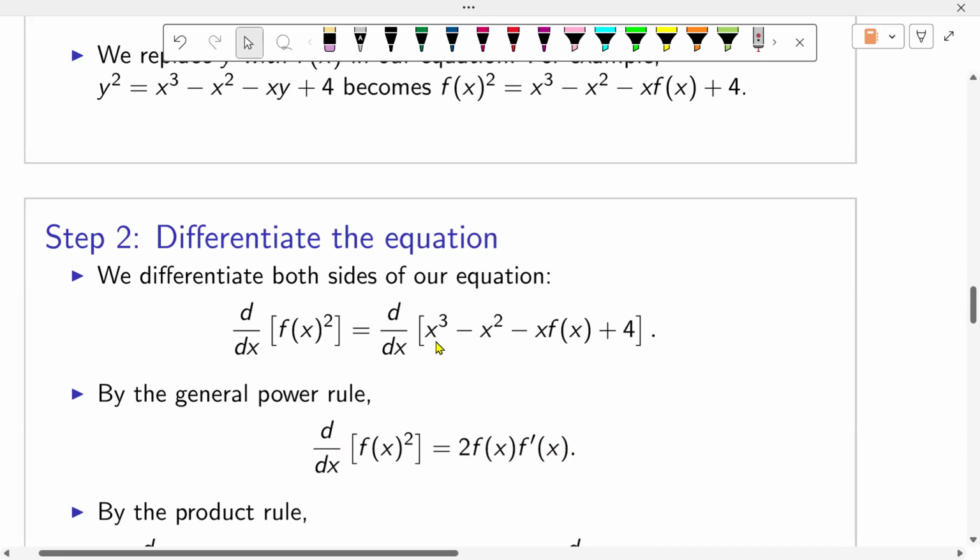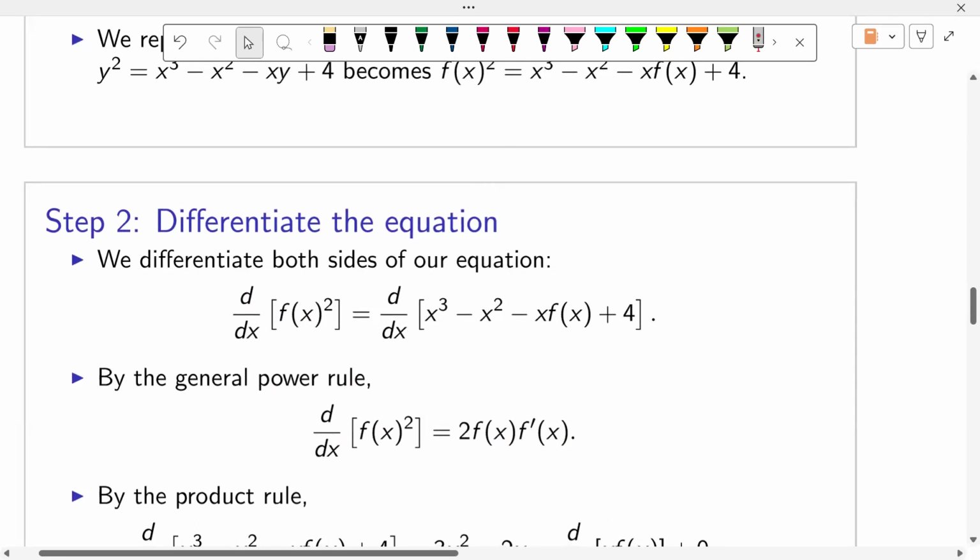Well, what about the right-hand side? Well, a good chunk of it's easy to figure out, right? We know what the derivative of x cubed is, right? That's going to be like 3x squared. The derivative of x squared is 2x.